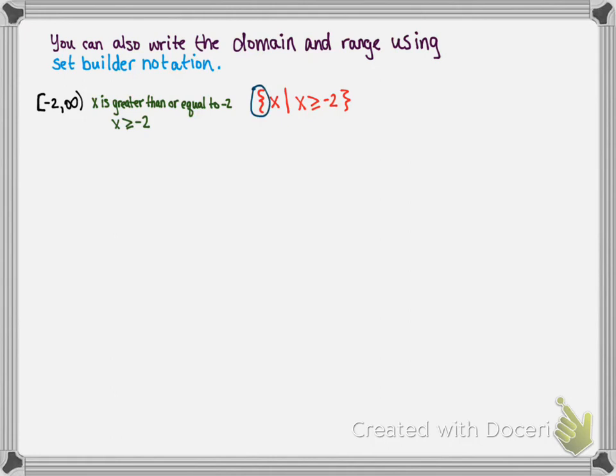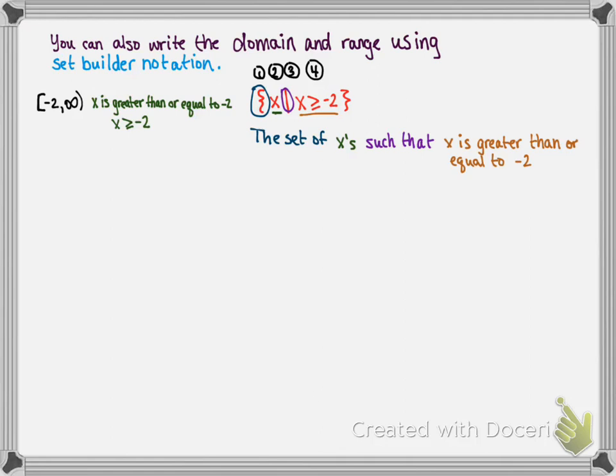So this first part, the curly braces, indicates the set of. Then we have the second part, which is indicating the variable here, the set of x's. This vertical line stands for such that. And then we've got our inequality. x is greater than or equal to -2. So here we see 3 forms: interval notation, our traditional inequality form, and then our new set builder notation.